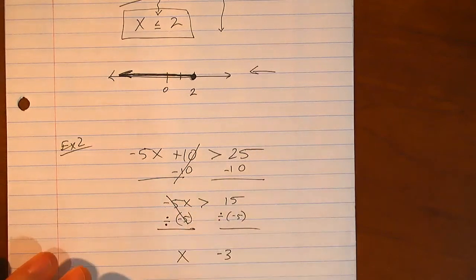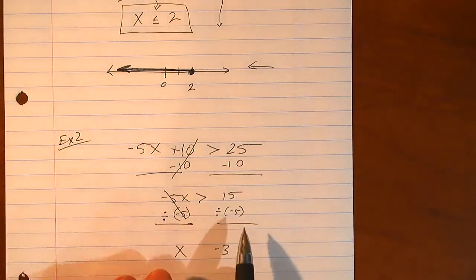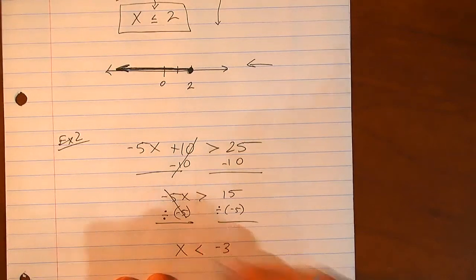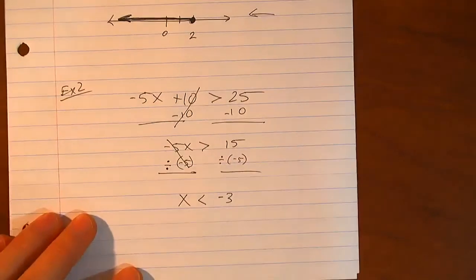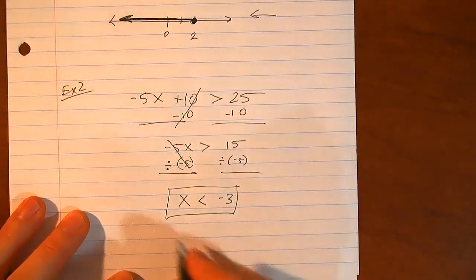Does my arrow need to flip? Well, in this case, I am dividing, and the number I'm dividing by is negative. So that is the rule when I need to flip, dividing by a negative or multiplying by a negative. So my arrow does flip. This is my answer written as an inequality.